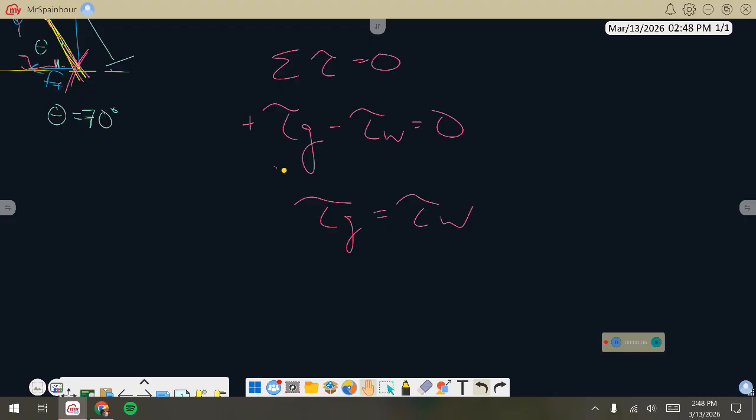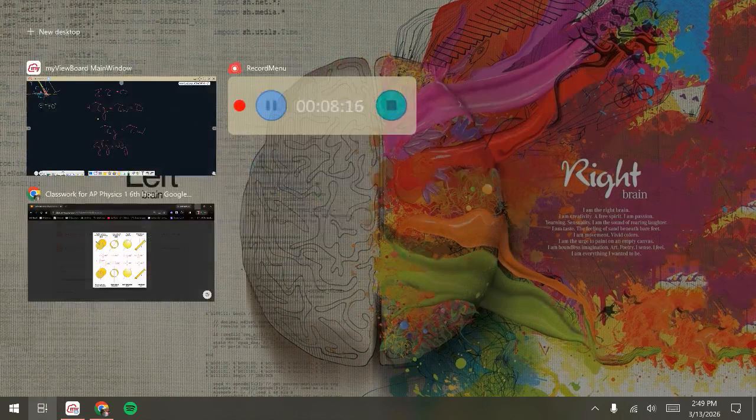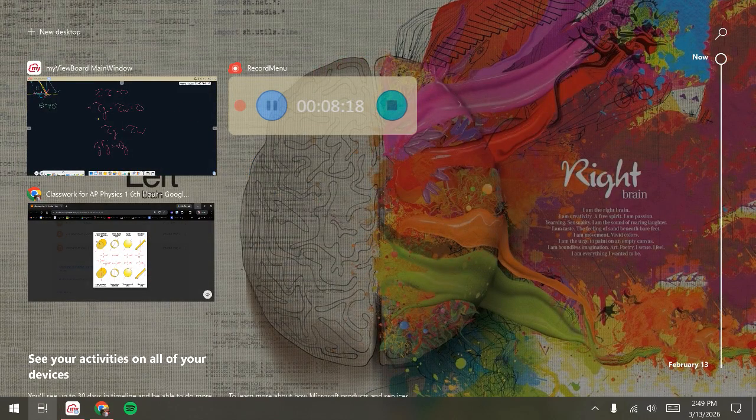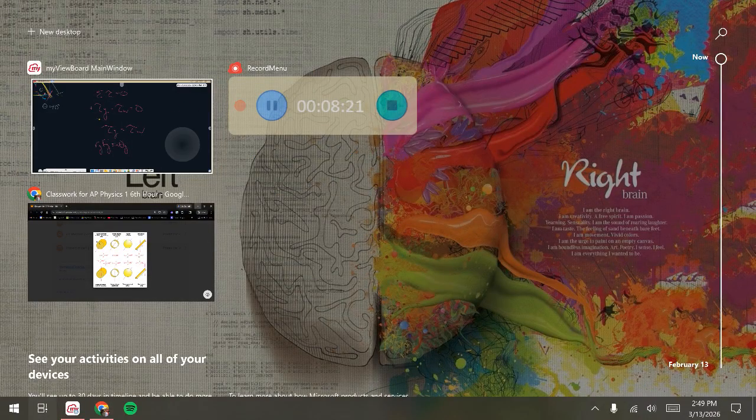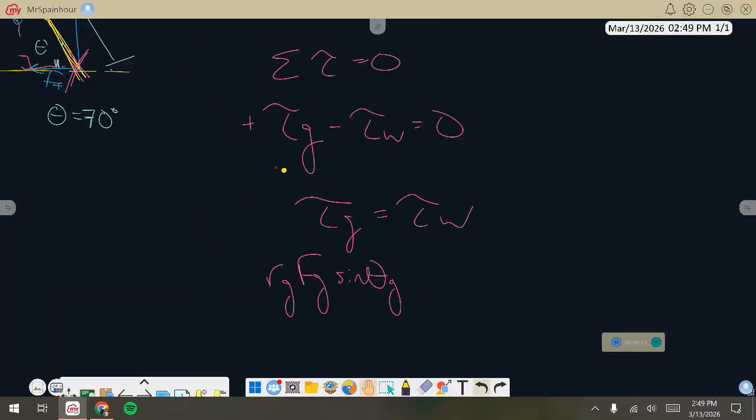Everyone cool with that? Now, the equation is lever arm of gravity times force of gravity times sine theta of gravity. One thing you want to be wary of is whenever you put sine theta, make sure you put a subscript on that as well, to remind you that not all angles have to be the same. You're not just throwing 70 wherever you want. And this would equal lever arm of wall times force of wall times sine theta of wall.